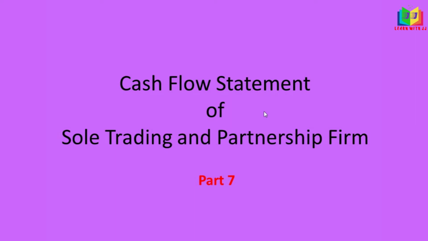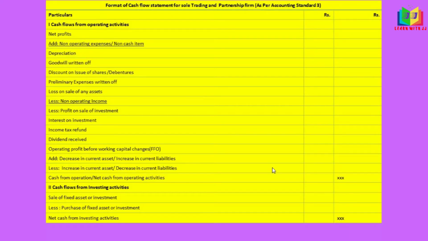Hello viewers, in this video we'll see the cash flow statement of a sole trading concern and partnership firm. In our previous video we saw the format for a joint stock company, and this is the format for a sole trading concern and partnership firm, also as per Accounting Standard 3. There is not much difference between the joint stock company and the sole trading concern. Only a few changes will take place here.